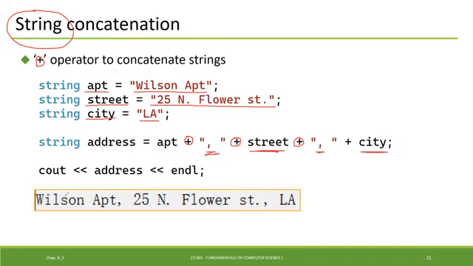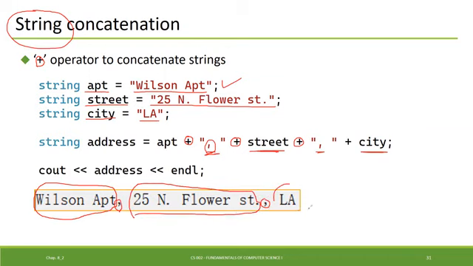Then the computer will add after the apt. This is apt information, and then add comma. And then street information, and add comma. And add a city. Is it okay? Yes. So address will be printed out like this. Is it okay? Yeah, this is a string concatenation. If you want to do this, see?